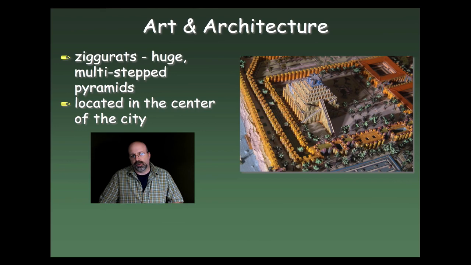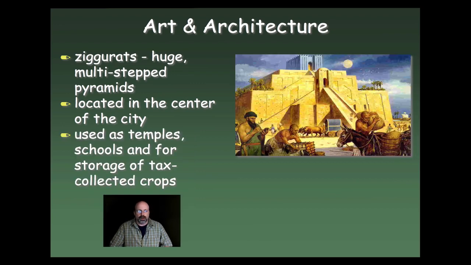Okay, most of these things were located in the center of these cities in the Mesopotamian city-states, so they would have been centrally located and visible to most people. Also, they could be used as temples, so for learning for religious beliefs. They could also be schools for learning how to write and read, perhaps if you were a priest. And they could also be used for storage of tax-collected crops.